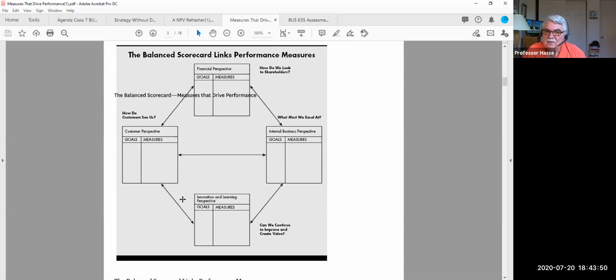Here, it's the financial perspective, the customer perspective, the internal business perspective within the organization, and the innovation and learning perspective. Are we creating value and are we growing the company? Are we looking out for the shareholders? Is this going to be customer value?